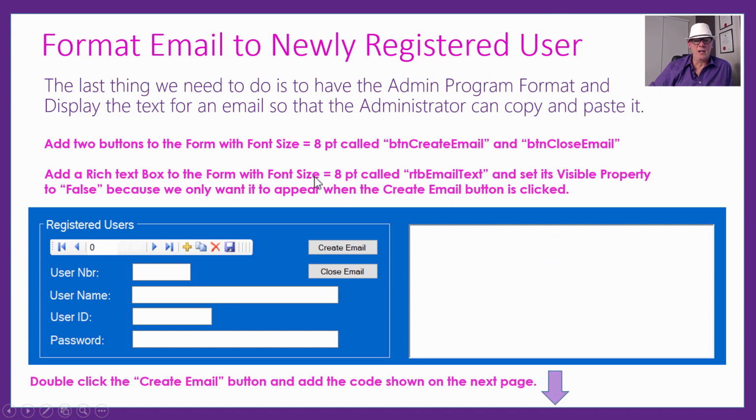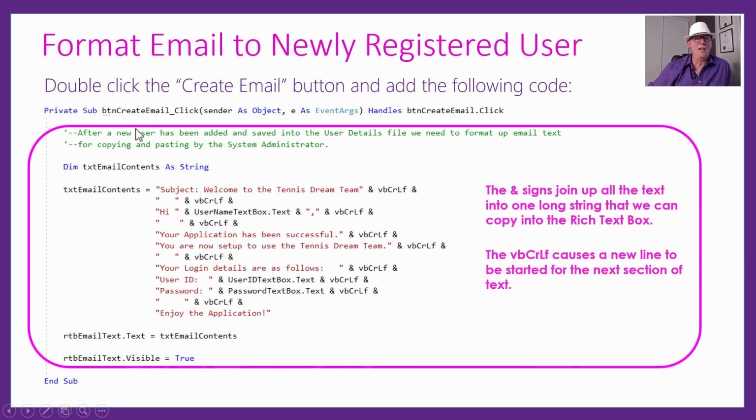We want to first make the code for when the create email button is clicked. So this is going to be visible false, so that while we're doing all our other functions, there's just a blank empty section down that right hand corner of the form. When they click create email, we want this to appear, and we want the system to automatically format the email and put all the stuff into here for them. All right, so this is the code we need to do that. Double click that create email button.